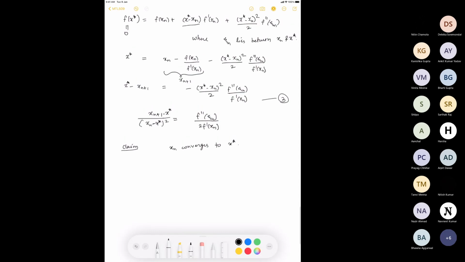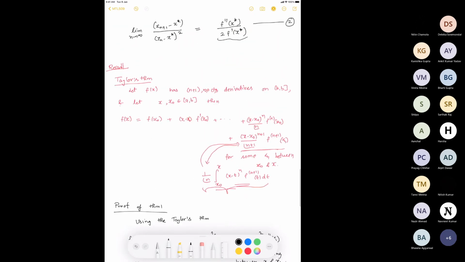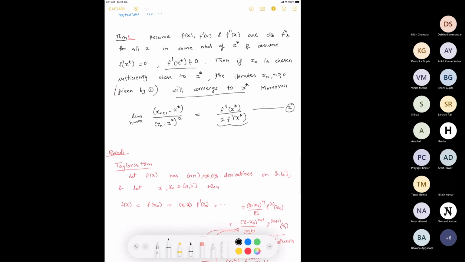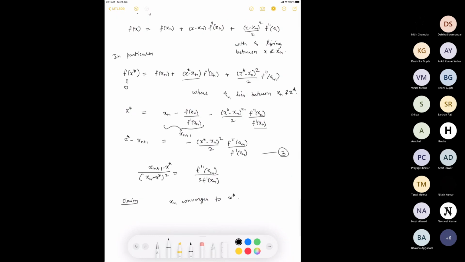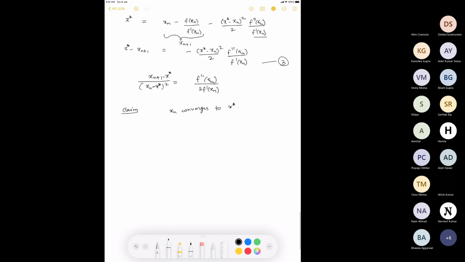And one more thing here, you have to observe that in the theorem, I just had this requirement that f prime of x star is not equal to 0, right? But here I'm using that dividing by f prime of xn, right? So I have to have some way to ensure that these f prime of xn's are also not equal to 0. So that will be justified as I state where my xn are going to belong. Okay.